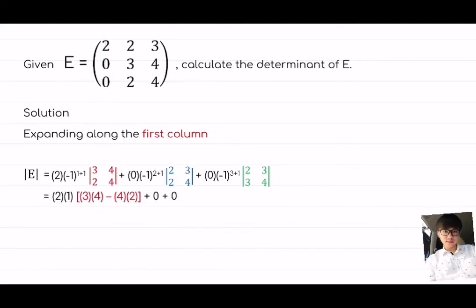Next, we apply the basic calculations and then we'll get 2 times 1 times... Okay, so for the submatrix, we apply the method which is quite similar to the cross product. So we just take 3 times 4 minus 4 times 2 and then plus 0 plus 0. So we get 2 times 1 times bracket 12 minus 8. And lastly, we get the final answer, which is 8.